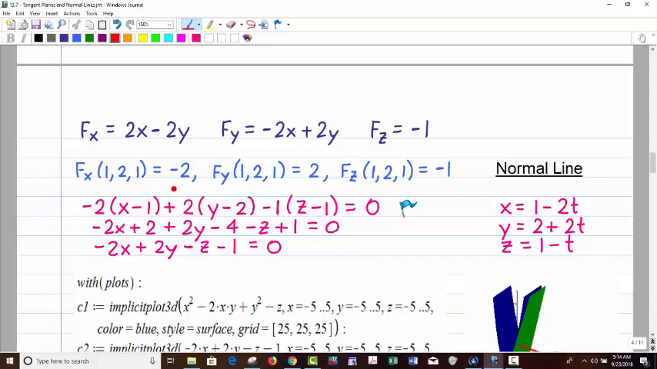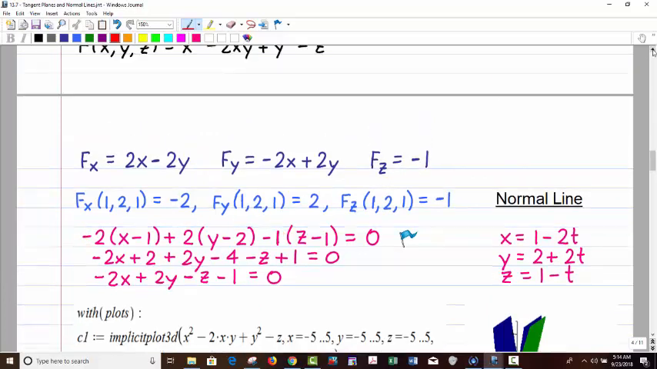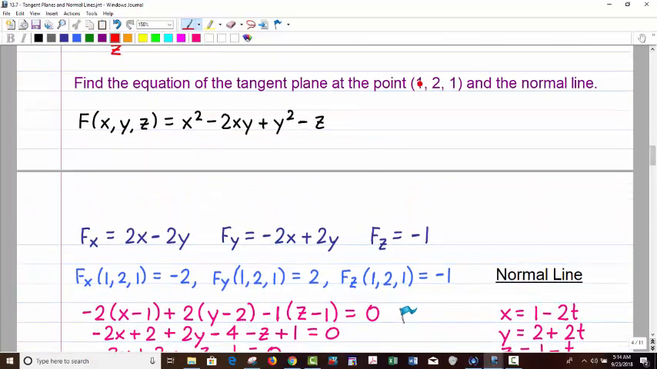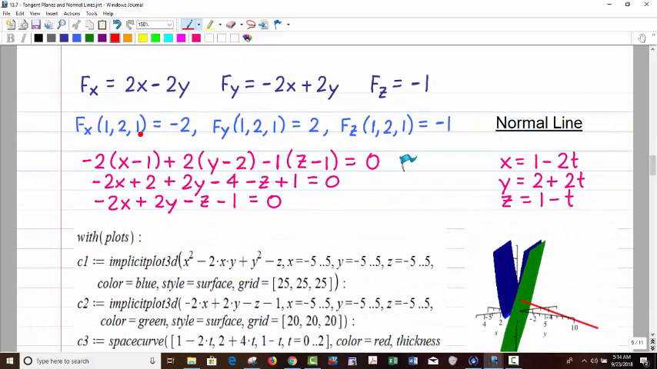So as you can see, those are my coefficients here in front of each parentheses. Negative 2, positive 2, negative 1. And my point, we'll see, was 1, 2, 1. Oh, I guess I already had it right here. I didn't have to scroll back up there.